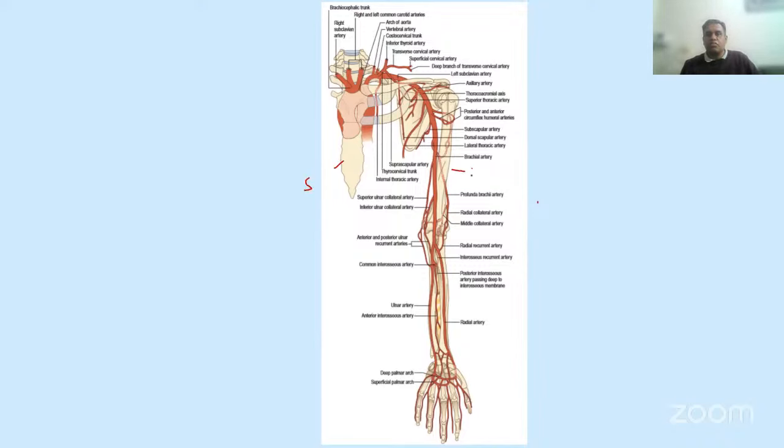This is the humerus or the arm region. That is the forearm region. And here you can see a single artery. Can you name the single artery over here? Yes, sir. This is the axillary artery. Yes, it is the axillary artery.